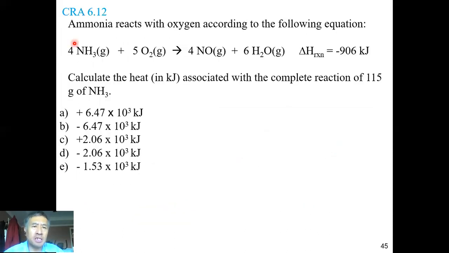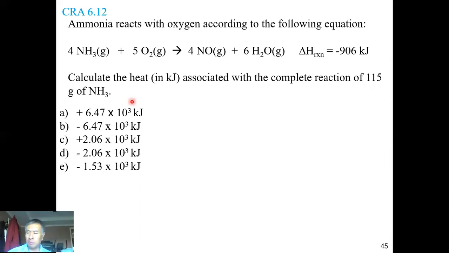Okay, so CRA 6.12. Ammonia reacts with oxygen gas according to the following equation. So 4 NH3 gas plus 5 O2 gas produce 4 NO gas plus 6 H2O gas, and delta H for this reaction as written equals negative 906 kilojoules. Calculate the heat in kilojoules associated with the complete reaction of 115 grams of NH3.